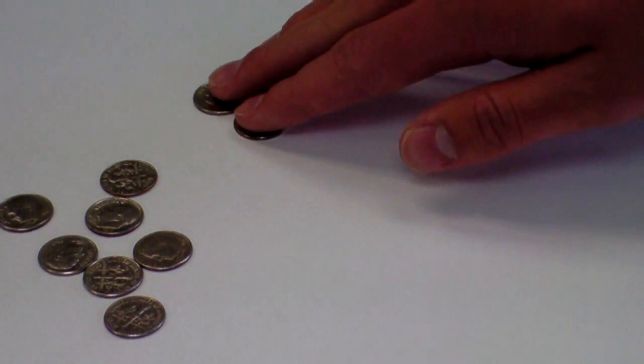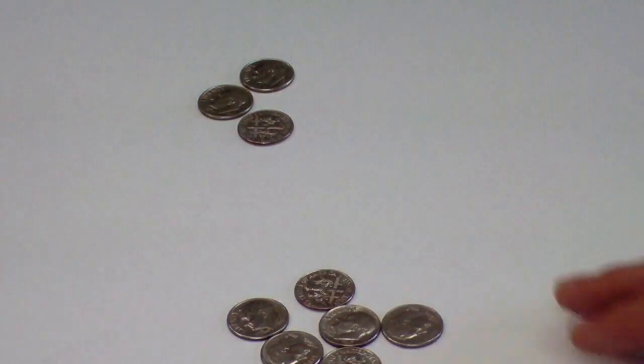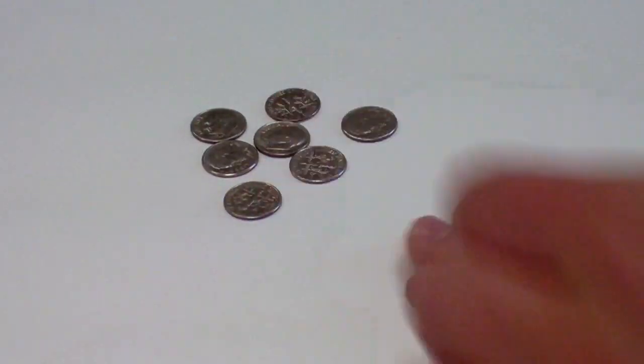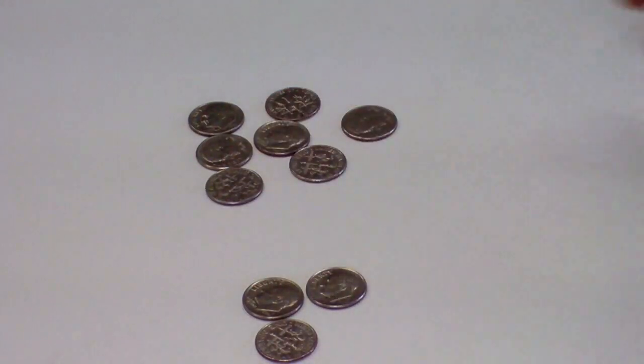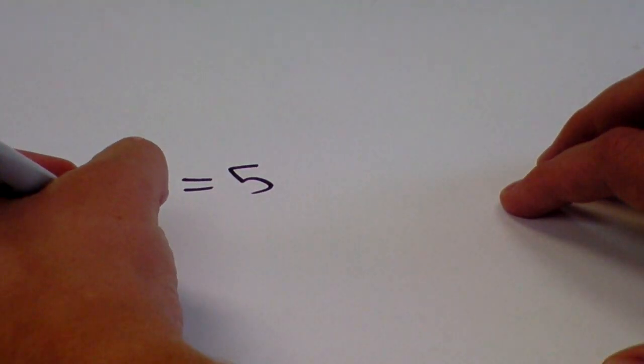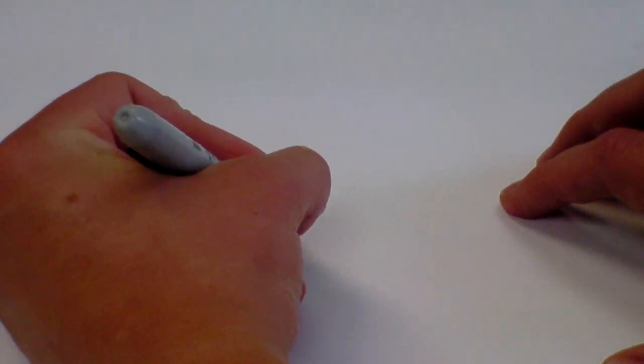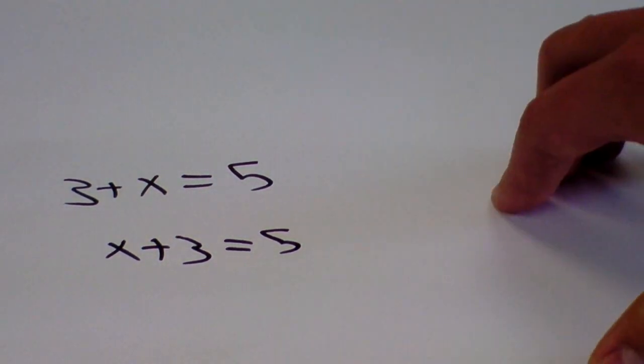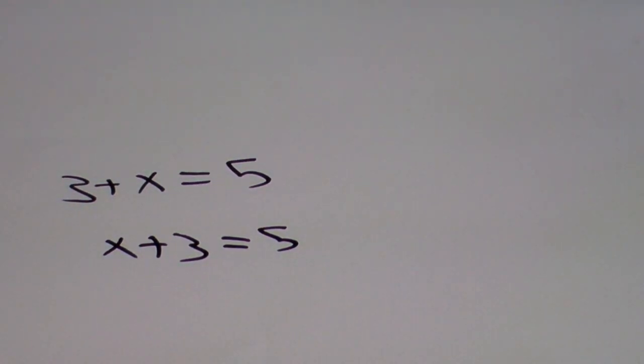I can have 3 dimes up here and 7 dimes down here, or I can have 7 dimes up here and 3 dimes down here. No matter how I group them, 7 plus 3 is going to be the same as 3 plus 7. So this principle is helpful because if you ever see 3 plus x equals 5, for example, you can go ahead and rearrange that if you want to say x plus 3 is equal to 5. Because just like 3 plus 7 is equal to 7 plus 3, 3 plus x is equal to x plus 3, it works no matter what the numbers are. So that's the commutative property of addition.